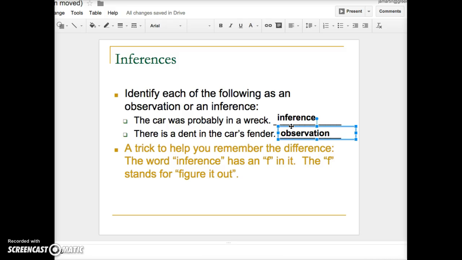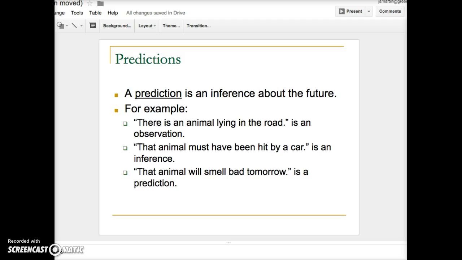So a trick to help you remember the difference, the word inference has an F in it. The F stands for figure it out, okay? So remember that the F stands for figure it out. Predictions. A prediction is an inference about the future.